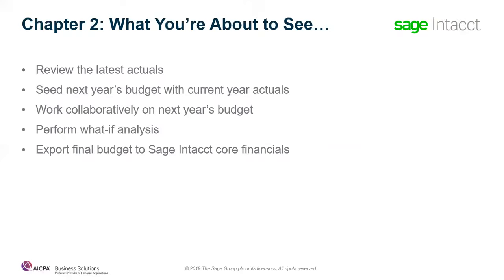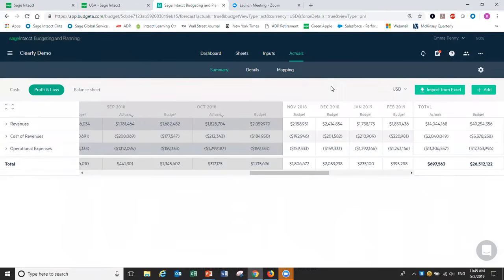Let's take a look. So we're back with Emma, and she's looking at her latest budget for Clearly. And as she can see from her latest budget, right now, she's looking at the P&L for her budget. And she's got actuals that run all the way through October 2018. And as I'd mentioned earlier, Emma is getting ready to do the 2019 budget for the new year. And she still needs to pull in her actuals for November and December of 2018 in order to finish finalizing that baseline plan for the 2019 budget.